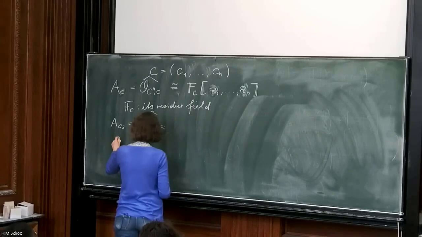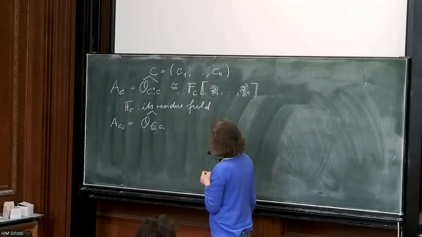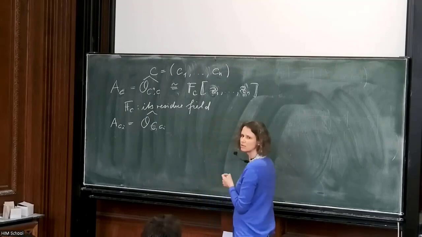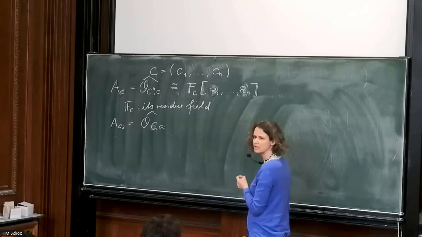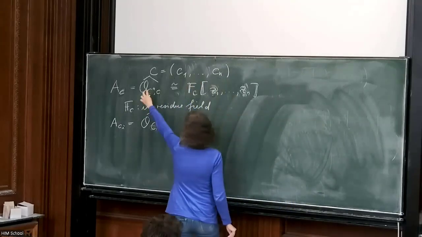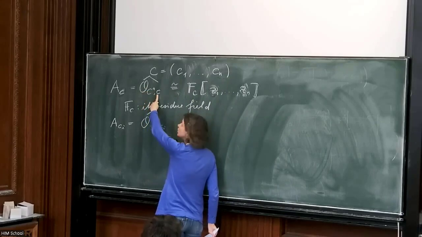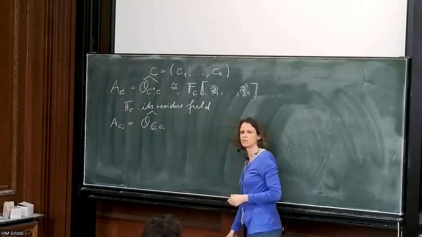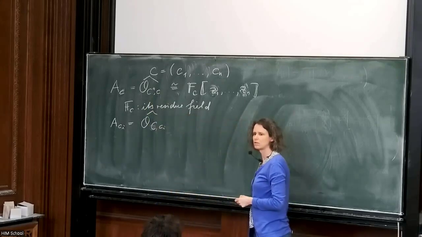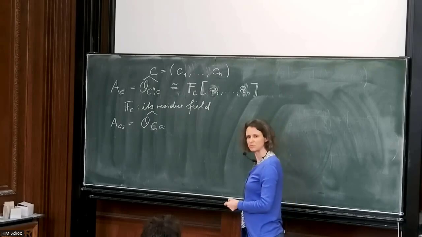Okay, what else? It's a finite field. Yeah. Excuse me? C is this collection. So here I consider this n-fold product of the curve, and then this is a point of that curve. This is also a point. I mean, it's a point in C to the n.